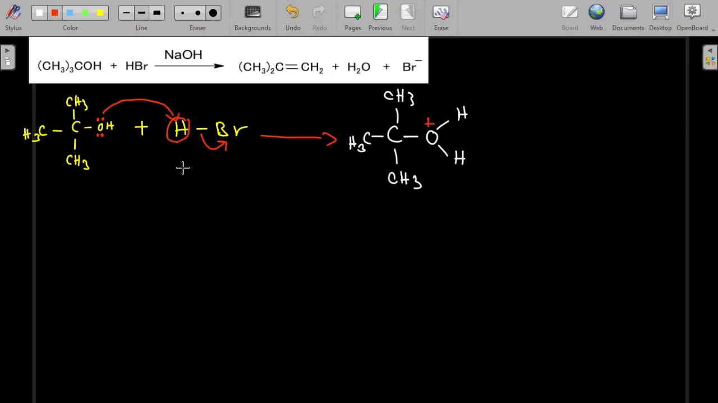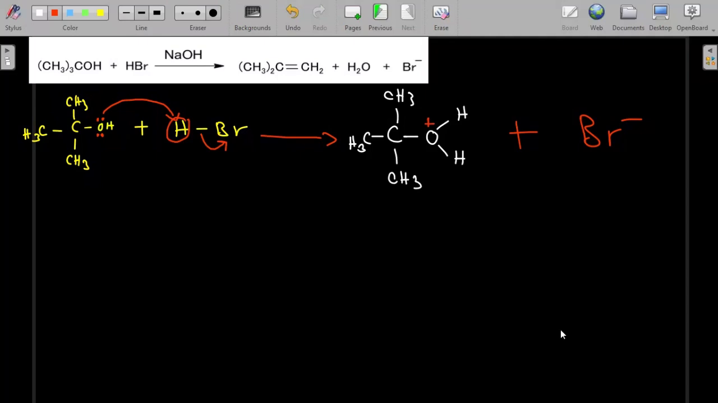What it forms there is going to be a good leaving group. So the water that is going to be formed here, because this one here is the water. Once the water is formed, it's a very good leaving group and is going to leave. Of course, plus these bromine ions here, I write them like that.